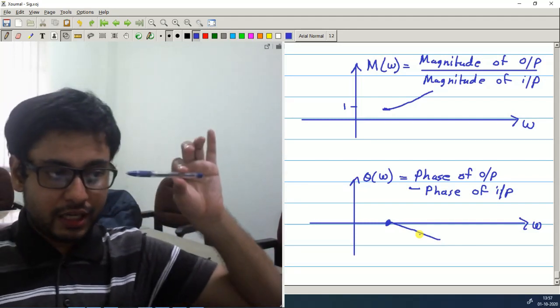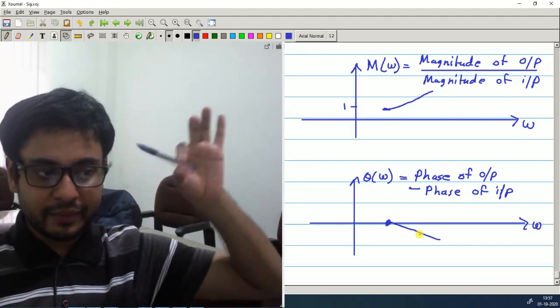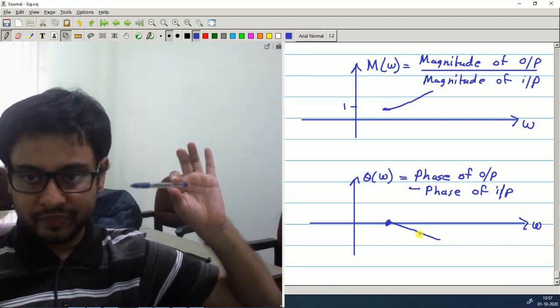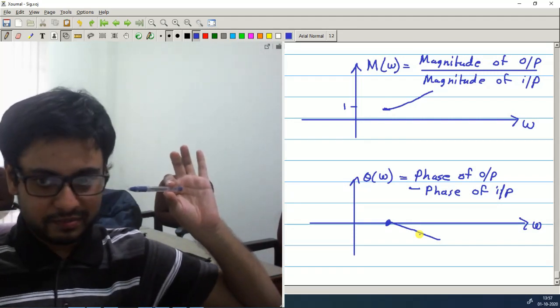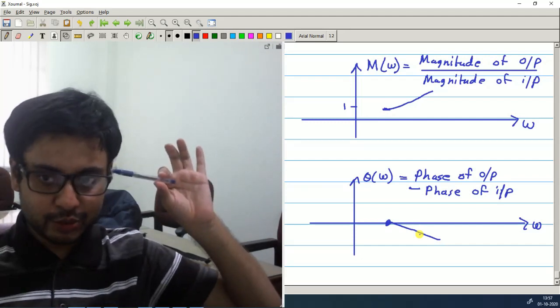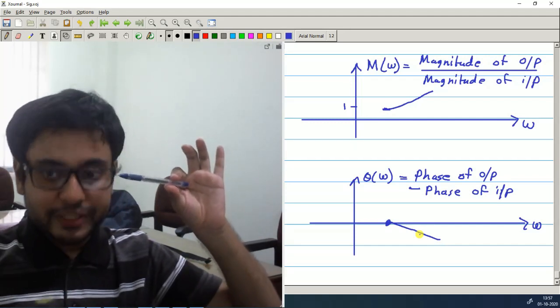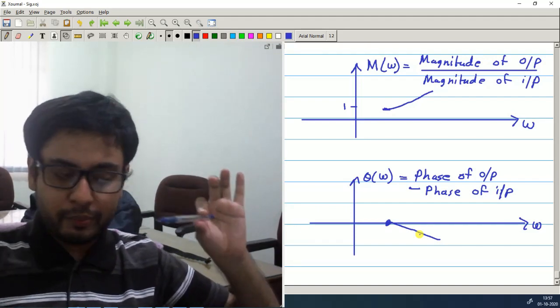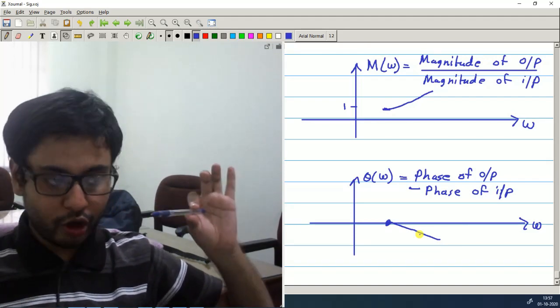Okay, by the way, this system that I am demonstrating, it may not be an LTI system at all, but that is not crucial at this moment. This is to demonstrate to you the idea of magnitude and phase response.